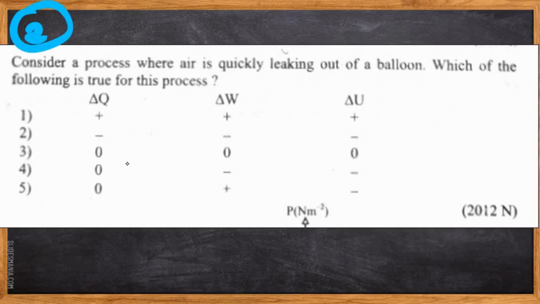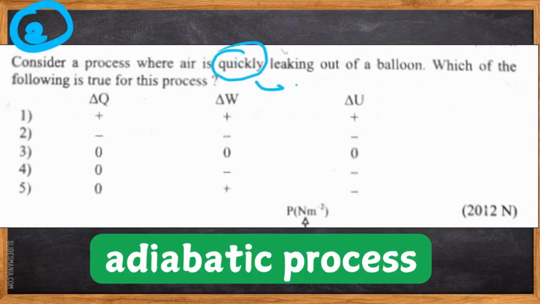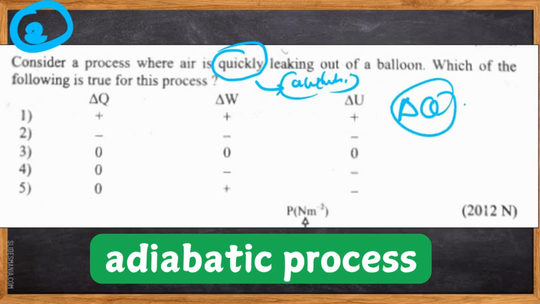Right, moving into the explanation part. Consider a process where air is quickly leaking out of a balloon. Which of the following is true for this process? So this is the point I'm taking, quick. That means it's an adiabatic process. Adiabatic process, that means delta Q has to be 0. So all these three are correct.